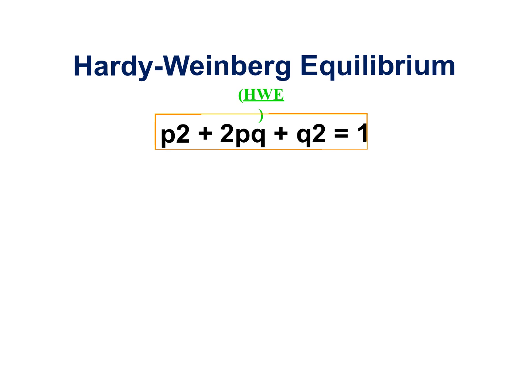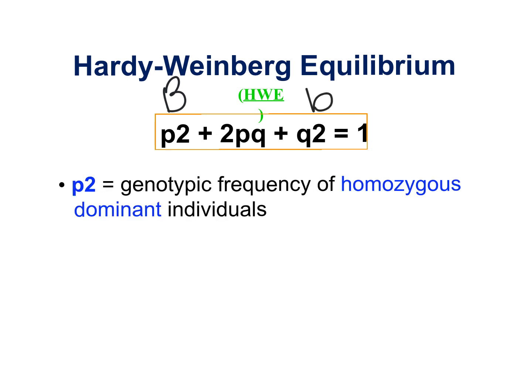We already said in the last slide that our P is our dominant allele and Q represents our recessive allele. So if we pick B to represent this, we know that P could be our big B and Q is our little b. So P squared, if that's B, it is the genotypic frequency of the homozygous dominant individual. So if we remember, homozygous means homo, we have the same, and dominant is big. So that would be big B, big B.